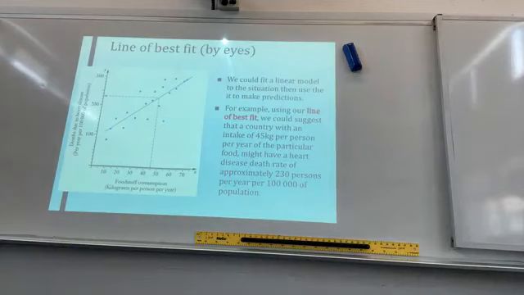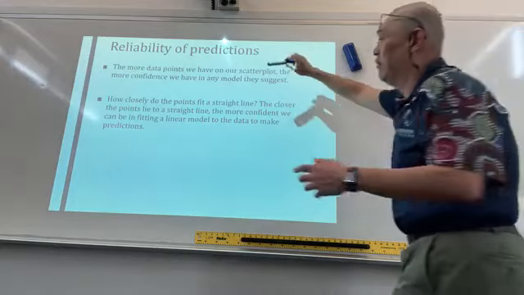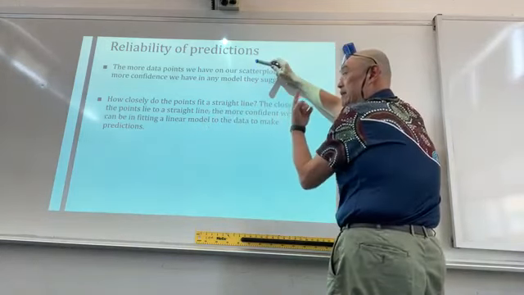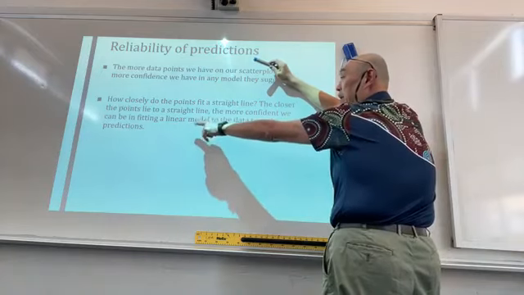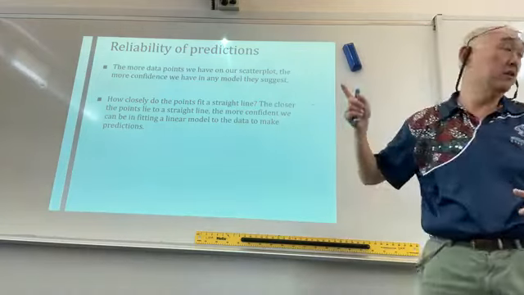Now let's quickly talk about prediction. The reliability of prediction. The more data points we have on our scatter plot or scatter graph, the more confidence we have in any model we use. Now, the thing is the close fit of the points. The closer the points lie to the straight line, the vertical distance, the more confident we can be in fitting a linear model to the data. If not, you would not know how to fit a model.